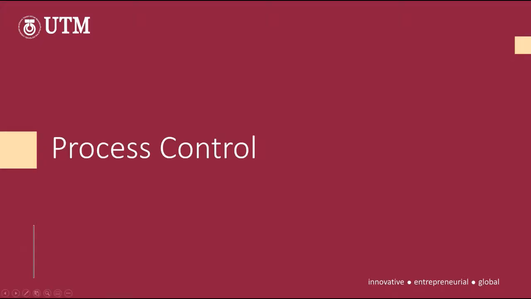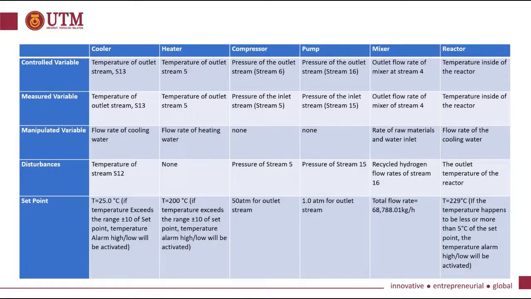Assalamualaikum and good evening. My name is Rushda and I will explain to you about the process control in the plant design. For cooler and heater, the controlled and measured variable is the temperature of the outlet stream. But for the manipulated variable, it is the flow rate of cooling water for the cooler and heating water for the heater. The set point for the cooler is at a temperature of 25 degrees Celsius, but for the heater it is 200 degrees Celsius.